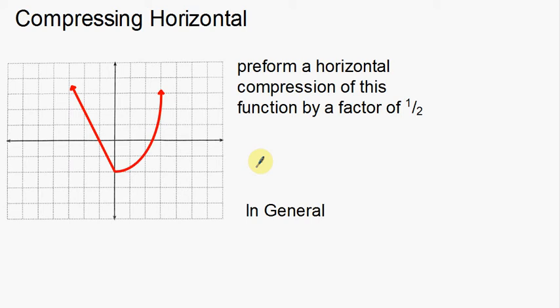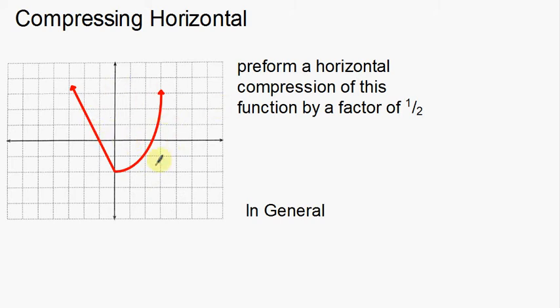In this video, I'm going to talk about compressing horizontally. So what I'm going to do is take a function. We have a little function here, and we're going to compress this thing horizontally. We're going to perform a horizontal compression of this function by a factor of 1/2. So we're going to take this and reduce it by 1/2, but we're only going to reduce it horizontally by 1/2.